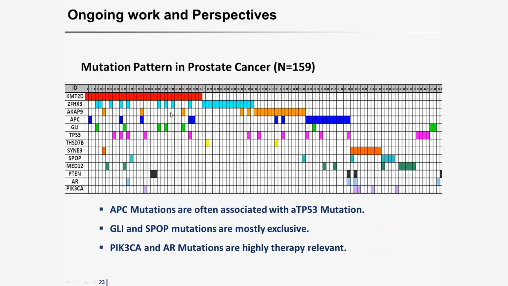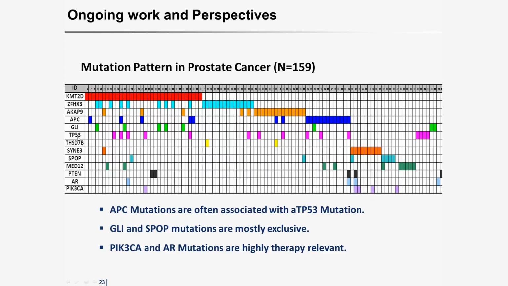159 primary tumors of prostate cancers, and we found that the most frequent variant was a variant in the KMT2D gene. This is also called MLL2. It is a lysine methyltransferase of histones, so functioning as an epigenetic writer.